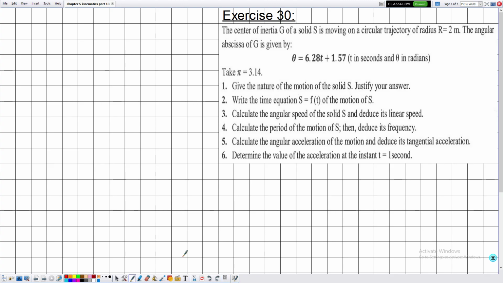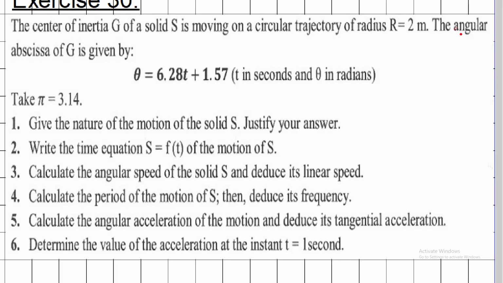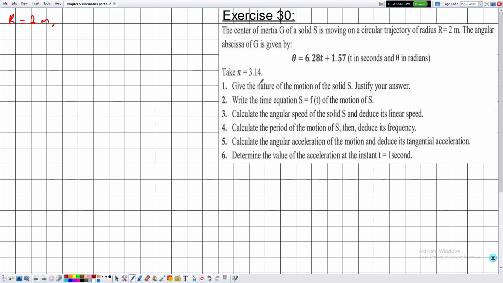Also in this part we are going to solve some exercises as a direct application of what we have explained previously. They are telling me the center of inertia G, which is the center of mass, of a solid S is moving on a circular trajectory of radius r equal to 2 meters. The angular abscissa of G is given by theta equal to this. Notice that the angular abscissa is given by theta, where the curvilinear abscissa is given by S, okay?